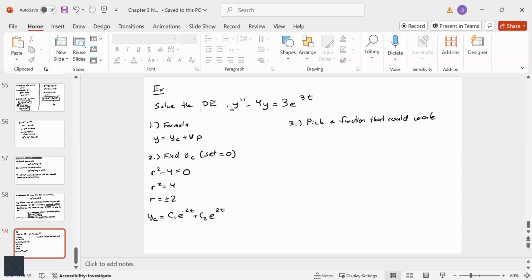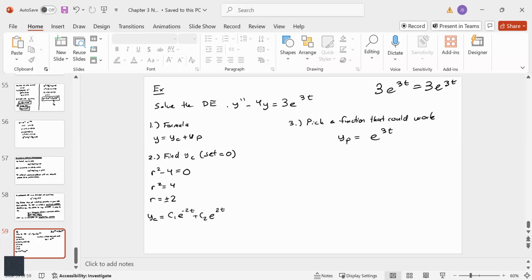I want you to think about this logically. I want the left side to be 3e to the 3t, so it's equal to, right? This is my end goal. 3e to the 3t equals 3e to the 3t. That's what I want. What function will accomplish that? Well, it's not going to be sine or cosine. It's not going to be x squared. It has to be e to the 3t. So my particular solution is going to be equal to e to the 3t.